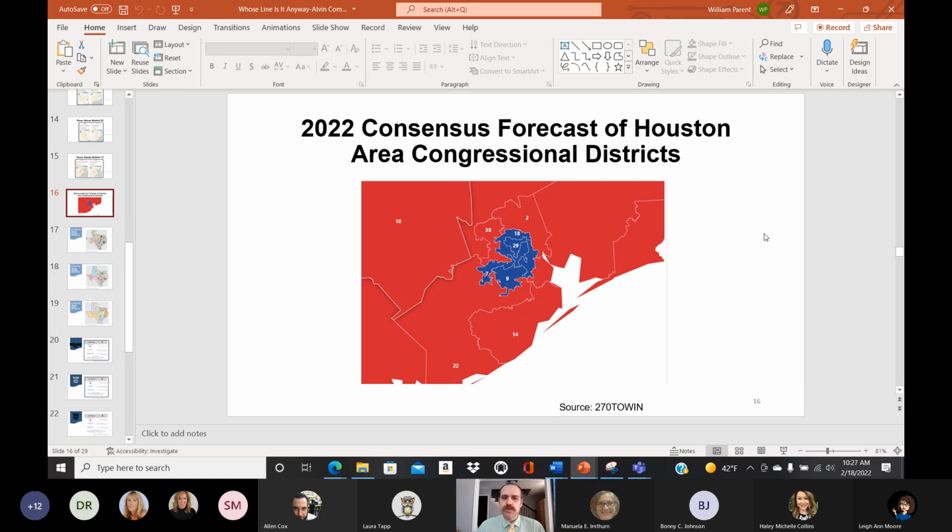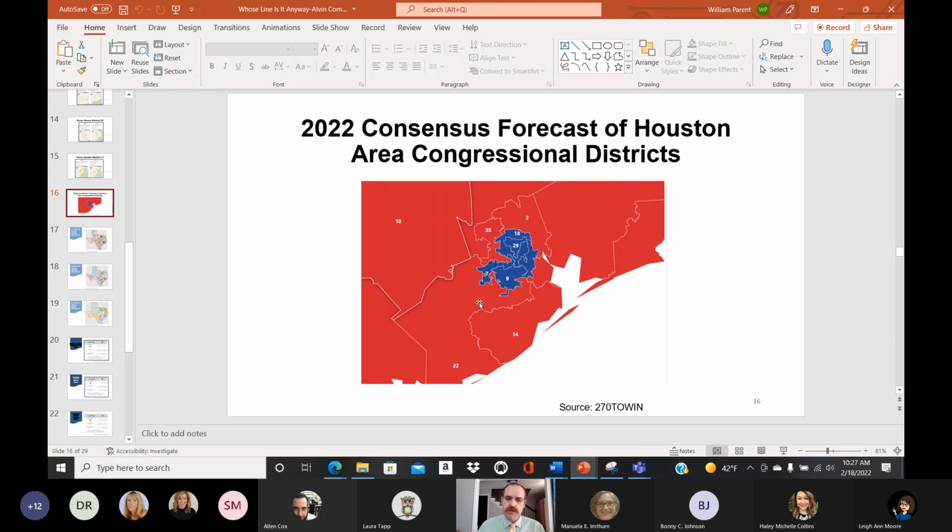This is the 2022 consensus forecast of Houston area congressional districts. So the greater Houston area has nearly 7 million people. There are now 11 congressional districts that converge upon our 9-county metropolitan area. And I don't know if you can see my pointer here, but in the top left-hand corner of the map, so think northwest part of the region, this is the 10th congressional district held by Michael McCaul, a Republican. In fact, this district stretches all the way to Austin.